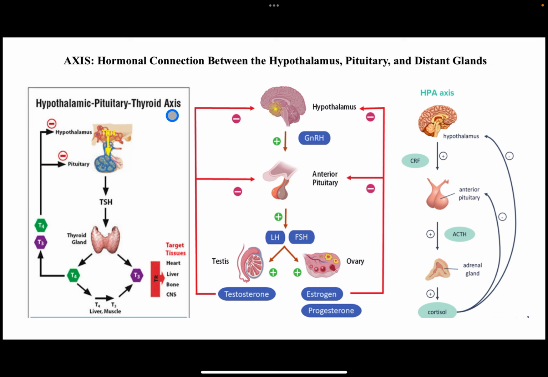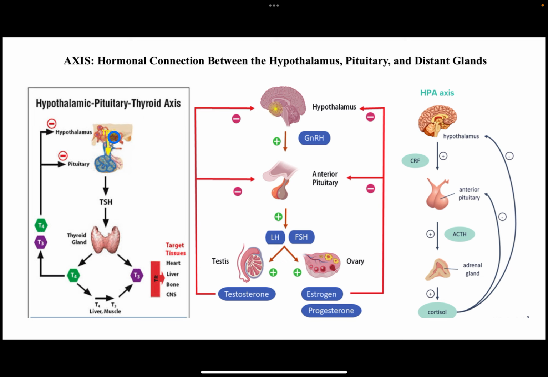And if we ask you to come and explain the hypothalamic pituitary thyroid axis, you should be able to explain it. You see, in these axes too, they use the negative feedback mechanism. Most of them use the negative feedback mechanism. For example, there's the hypothalamic pituitary thyroid axis.